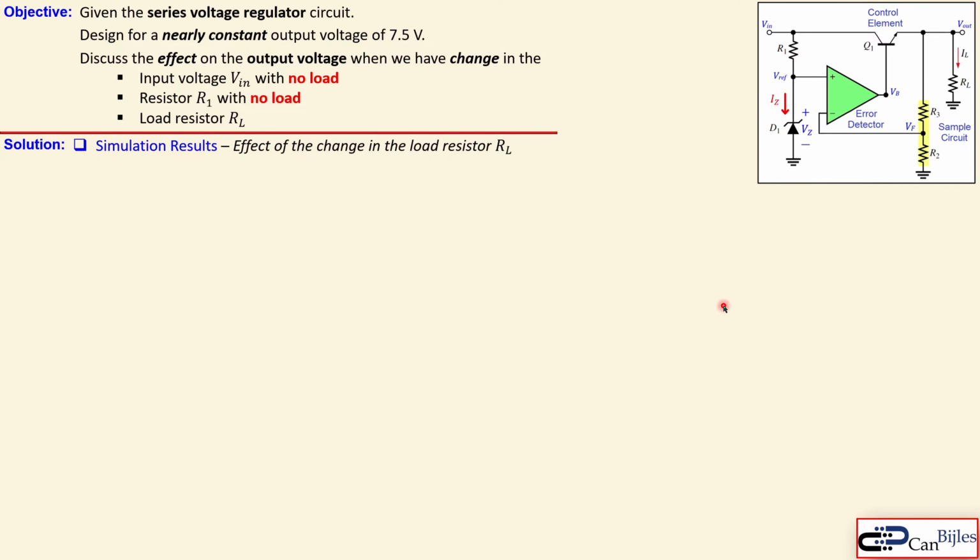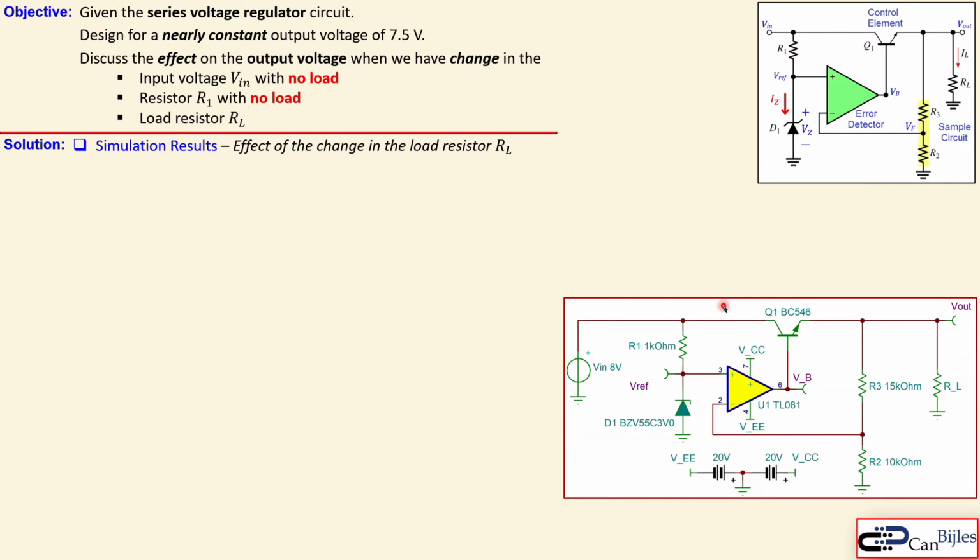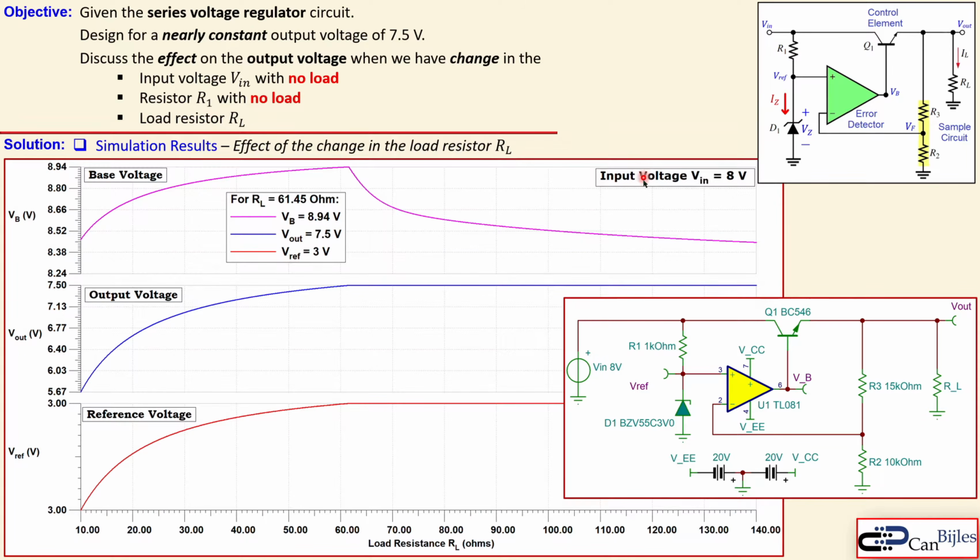And now we will see what the effect is if we change the load resistor by keeping the other values the same. So the input voltage is 8 volts. The rest of the parameters are exactly as we have calculated. So the initial values of R1, R2, and R3, and also the components we have chosen are there. What do we see? Now we have again the base voltage, output voltage, and the reference voltage.